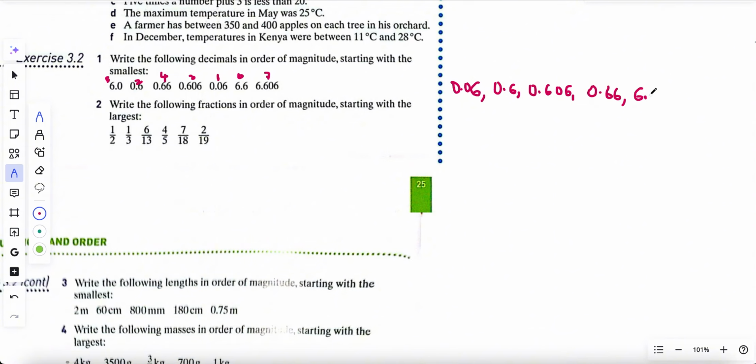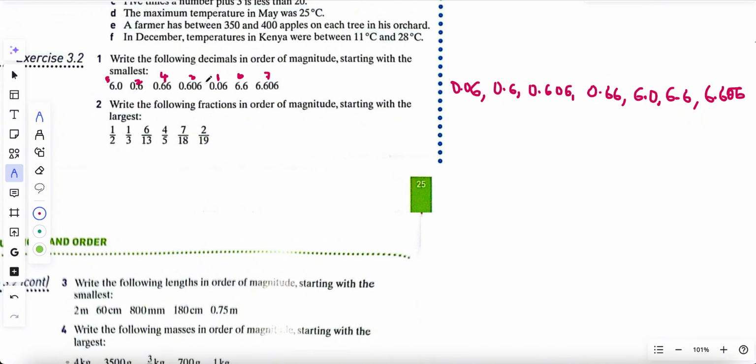You have to be careful, because if you're not careful, you're going to make mistakes. Then number 6 is 6.6. Now, 6.6 actually means 6.60. If you don't know that, you'll mix it up. Then the last one is 6.606. So this is how to arrange numbers.